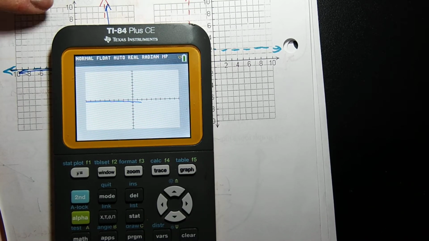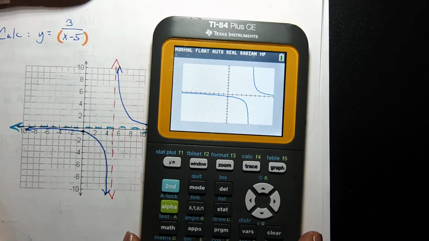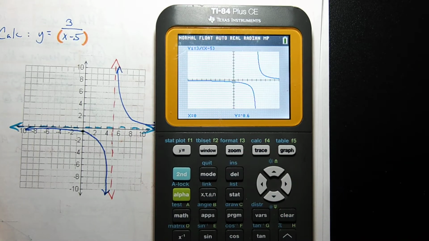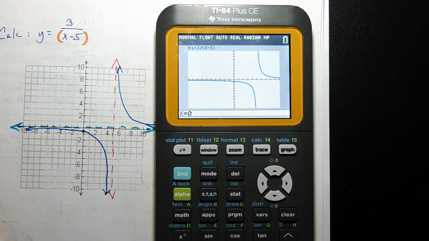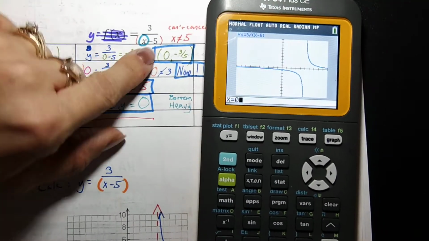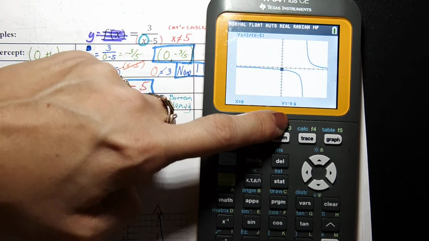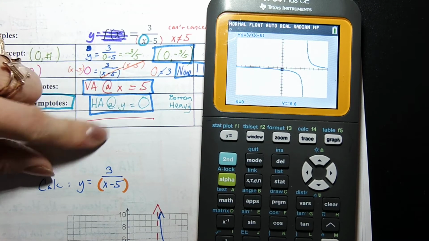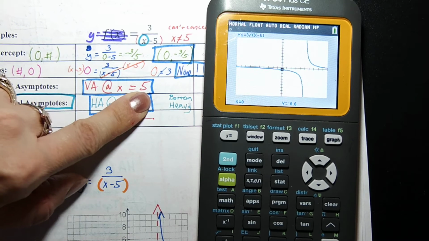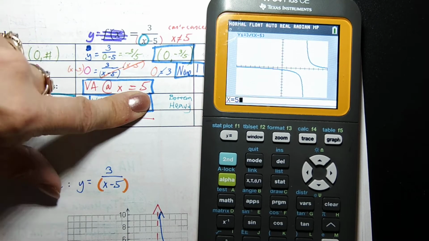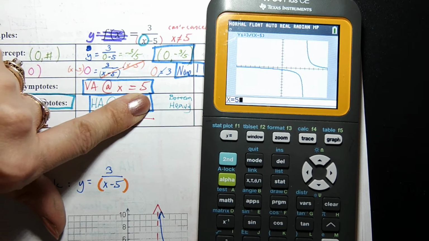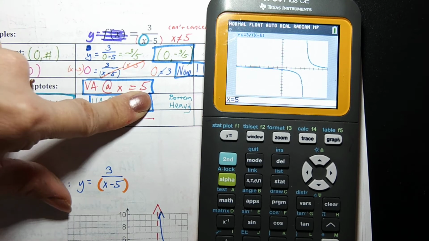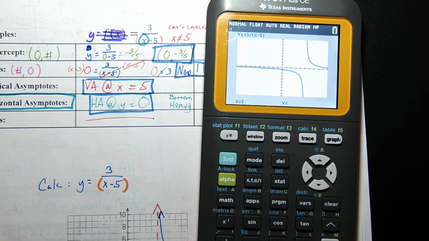And what's nice is we can kind of verify some of these key features. Folks, if I trace x equals 0, what am I going to see? What happens if I plug in 0? We get negative 0.6, which is what negative 3/5 is equal to. I can also plug in 5 because I'm doing my x stuff. If I plug in 5, what should I get? Nothing. There is a vertical asymptote there. That's one of our restricted values. And so we can see, yep, our function is not defined there.